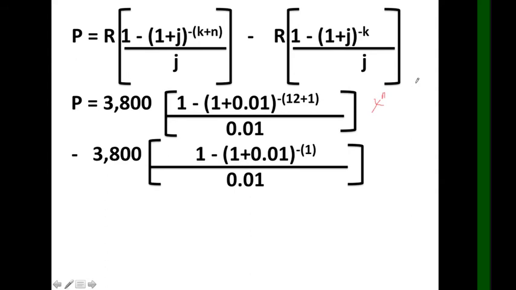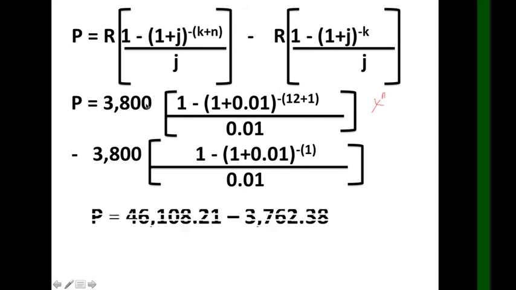Okay, so take a look at that, and then click negative, open parenthesis, 12 plus 1, close parenthesis, click equals. Did you follow? Then divide by 0.01. Then click equals again. Then multiply your answer by 3,800. Okay, so you will get 46,108.21. Round off your answer to the nearest hundredths.